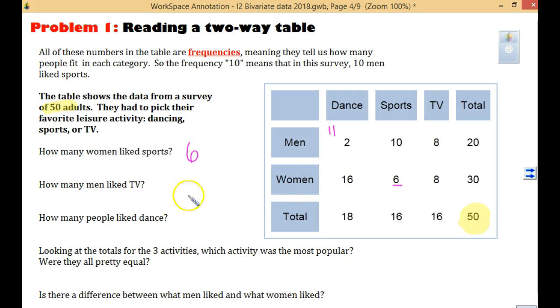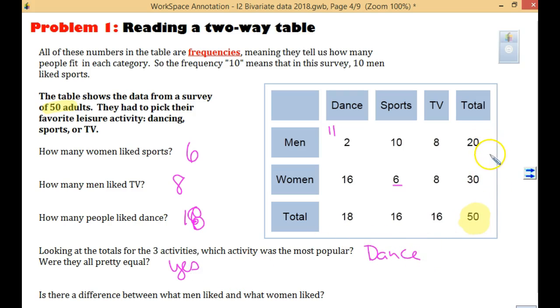If we are looking at the number of people that like dance, which should be 18. And then it says as we look at the total activities, so our dance, sport, and TV, if we look at their totals, which one seems to be the most popular? Dance. Right? But are they really pretty equal? If we are looking at them, yeah, they really are pretty equal. And really, dance was more popular.